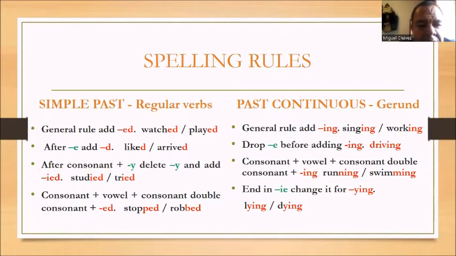The general rule for regular verbs says that most of the verbs add ed to form the past. For example, watch, watched, play, played. If the verb finishes in e, add only d: like, liked, arrive, arrived. If the verb has a y preceded by a consonant, delete the y and add ied: study, studied, try, tried.